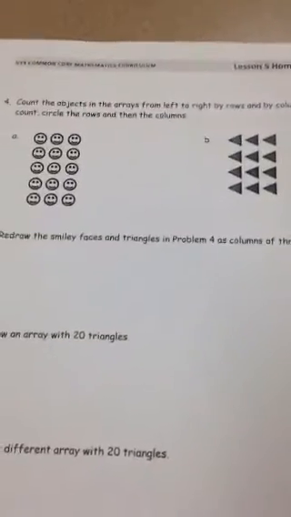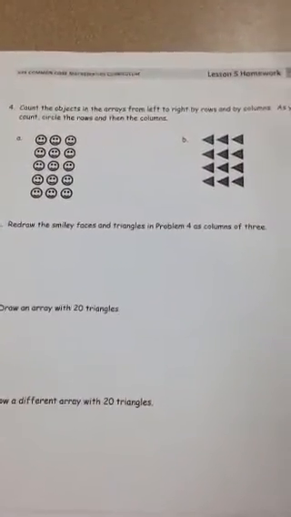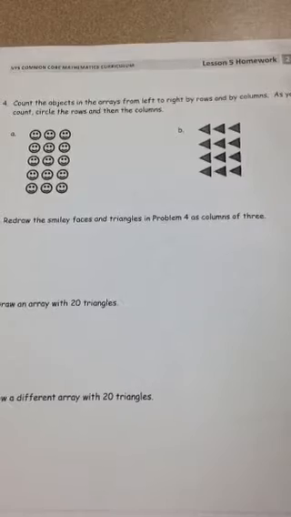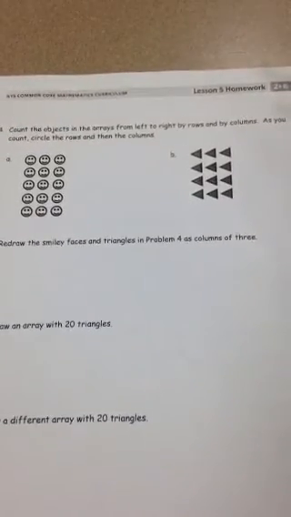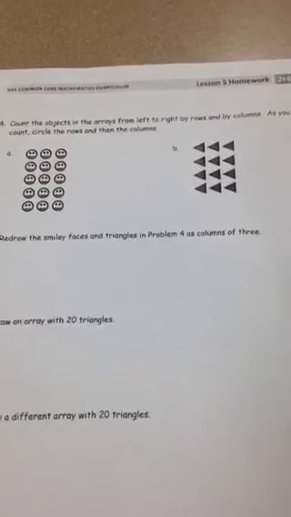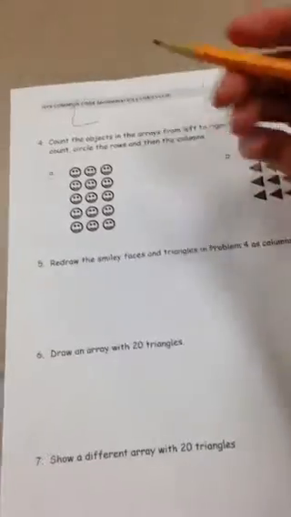Okay, here we go. Number 4, count the objects in the arrays from left to right by rows and by columns. As you count, circle the rows and then the columns. So we're going left to right. We have to count the objects first by rows, and then we're going to circle them.